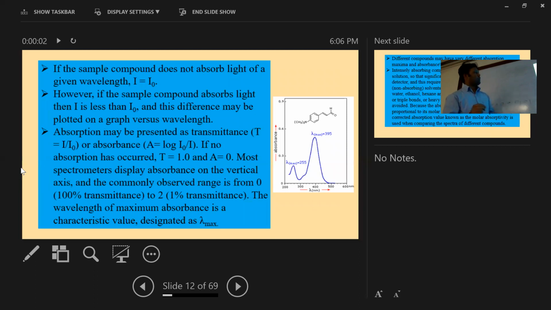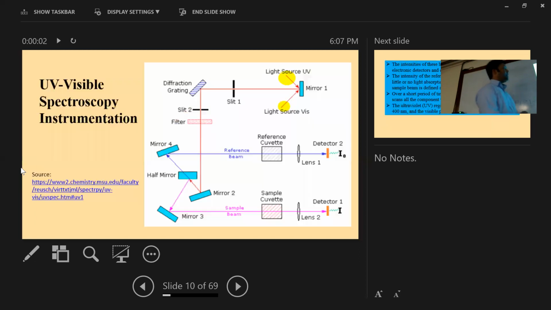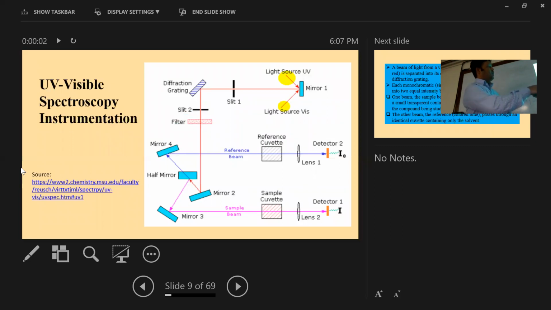This is the graph we plot for this. If the sample compound absorbs light, then I is less than I naught, and this difference may be plotted on a graph versus wavelength. So you are giving all the wavelengths from here, and passing the light through this way and this way. Now, if you change the wavelength from 200 to 800 or 200 to 1000 nanometer, you are changing the wavelength at different times, at different positions.